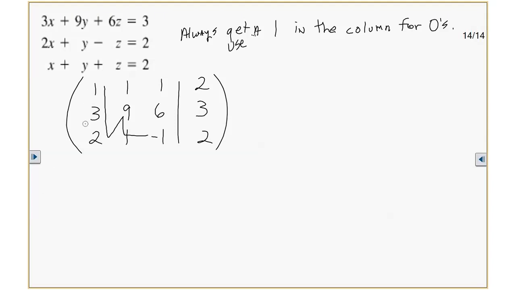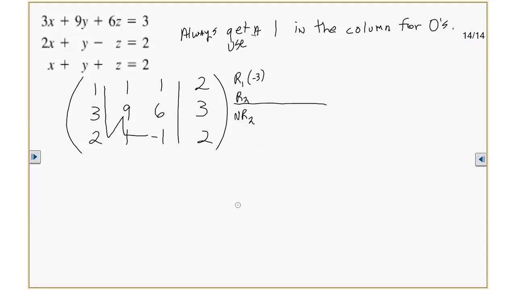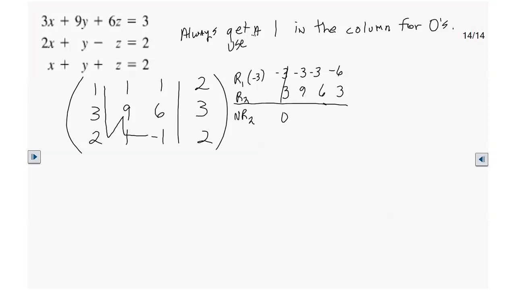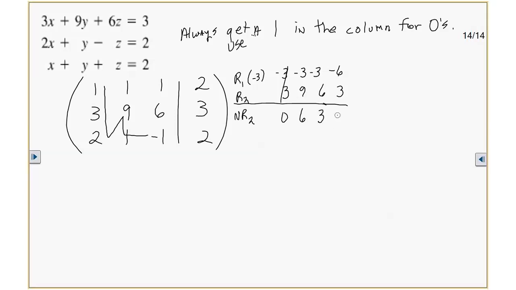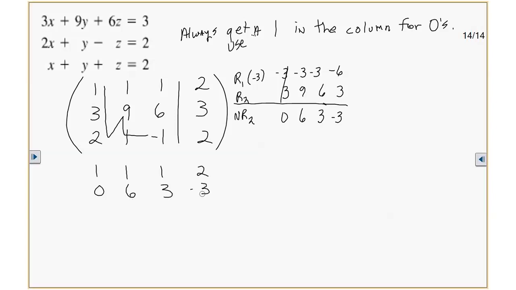Now see, this 1, I can get rid of this 3 and this 2. So, row 1 multiplied by negative 3, add it to row 2, to get new row 2. So row 1, negative 3, negative 3, negative 3, negative 6, and 3, 9, 6, 3, that goes out, 6, 3, negative 3. So that's our new row 2. So 1, 1, 1, 2, 0, 6, 3, negative 3, 2, 1, negative 1, 2.